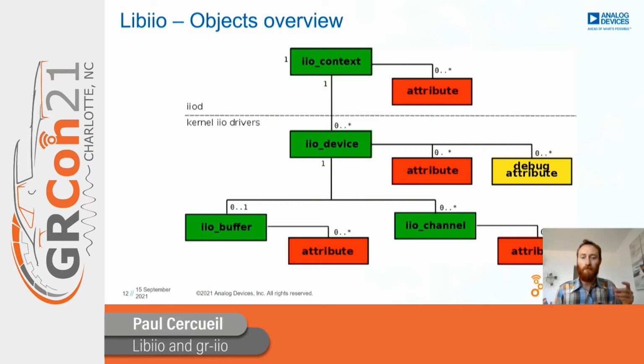Your context can have zero or many different I/O devices. Your device can have zero or many I/O channels, and your device can also have a buffer connected to it. And all these objects, like device, buffer, and channels, can have attributes as well.